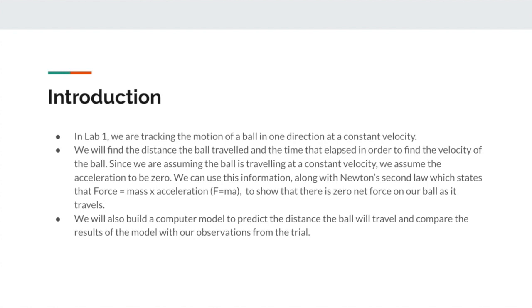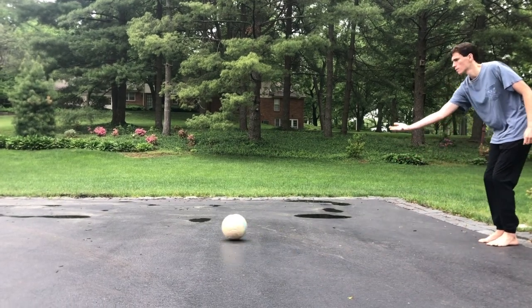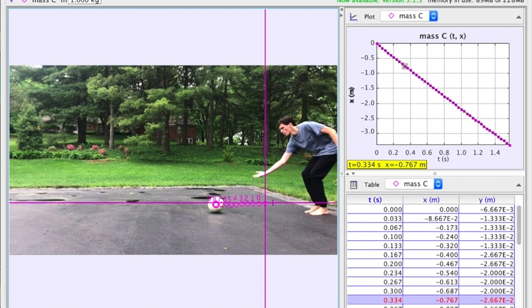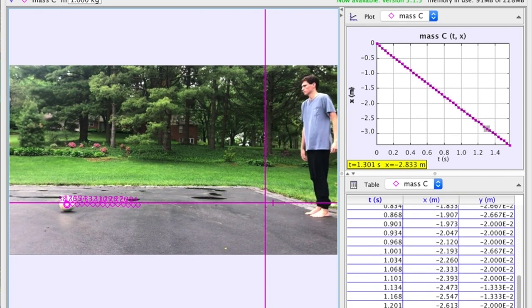We will also build a computational model to predict the distance the ball will travel and compare the results of the model with our observations from the trial. For this lab, we will be tracking the motion of this soccer ball. After uploading the video into Tracker and setting the proper coordinate system and frame rate, I tracked the ball using its center of mass to follow its position over time.